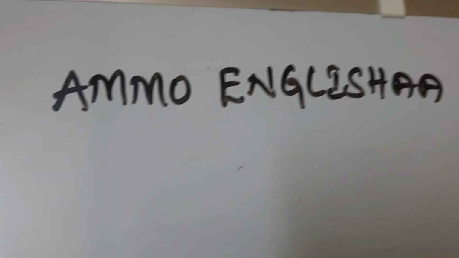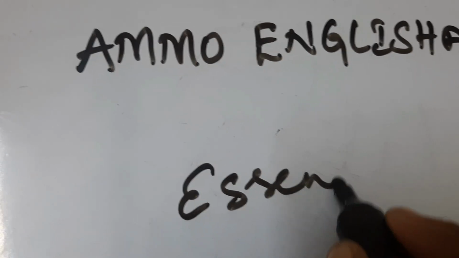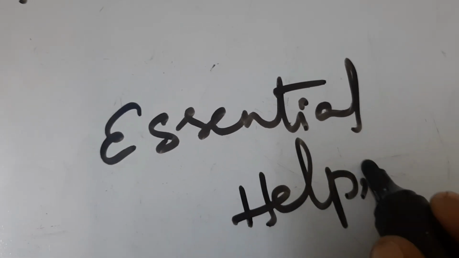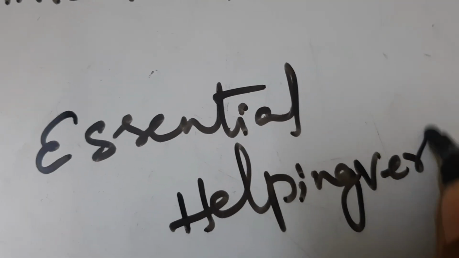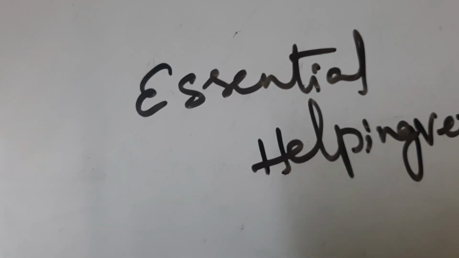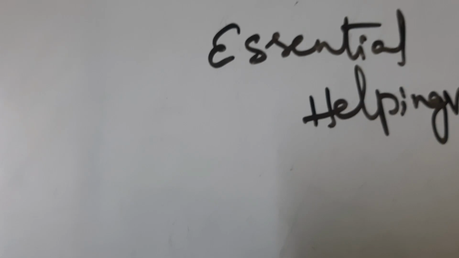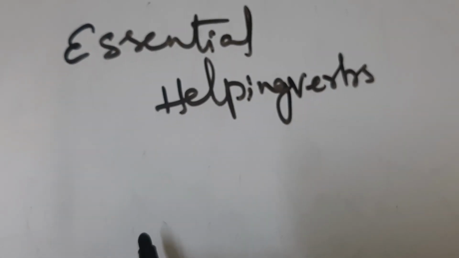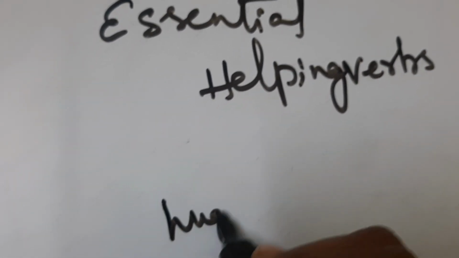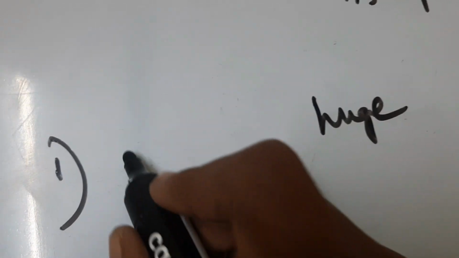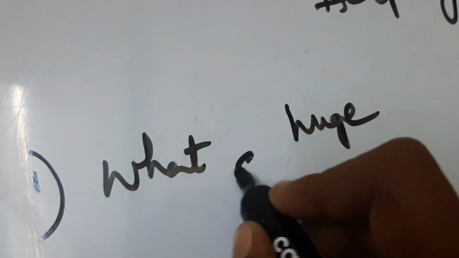Today we are diving into an essential part of English grammar, which is helping verbs. Helping verbs, you may not notice them often, but they play a huge role in sentence structure. So let's break it down. First we'll see what helping verbs are.